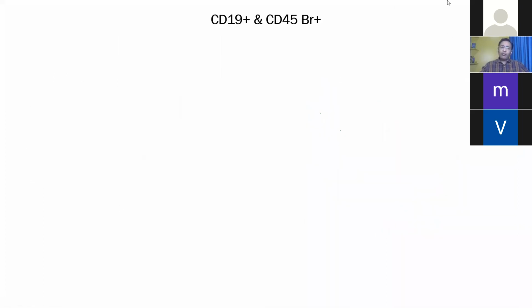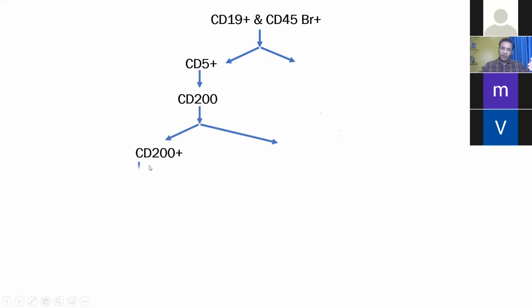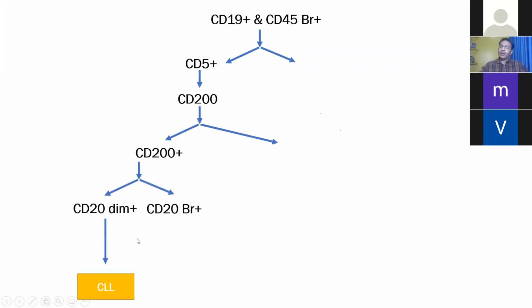Okay. Now I am going to go through an algorithm which we generally use for the classification of B cell lymphoma. Once CD19 is positive and CD45 is bright, we confirm that these are mature B cells. We look for CD5 expression. If CD5 is positive, the next marker we look at is CD200. If CD5 and CD200 are positive and CD20 is dim, then it is a typical case of CLL.